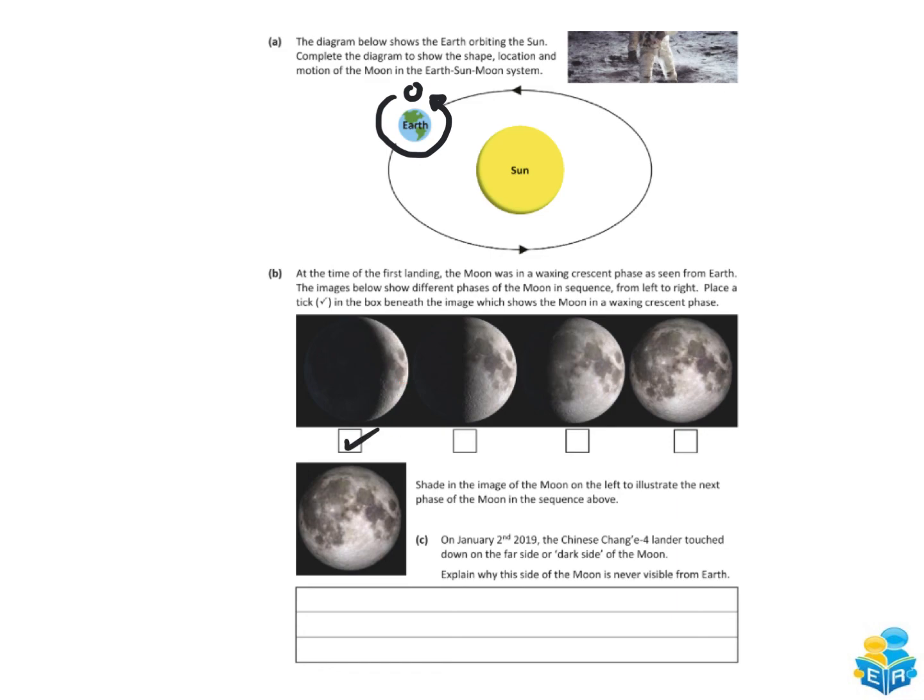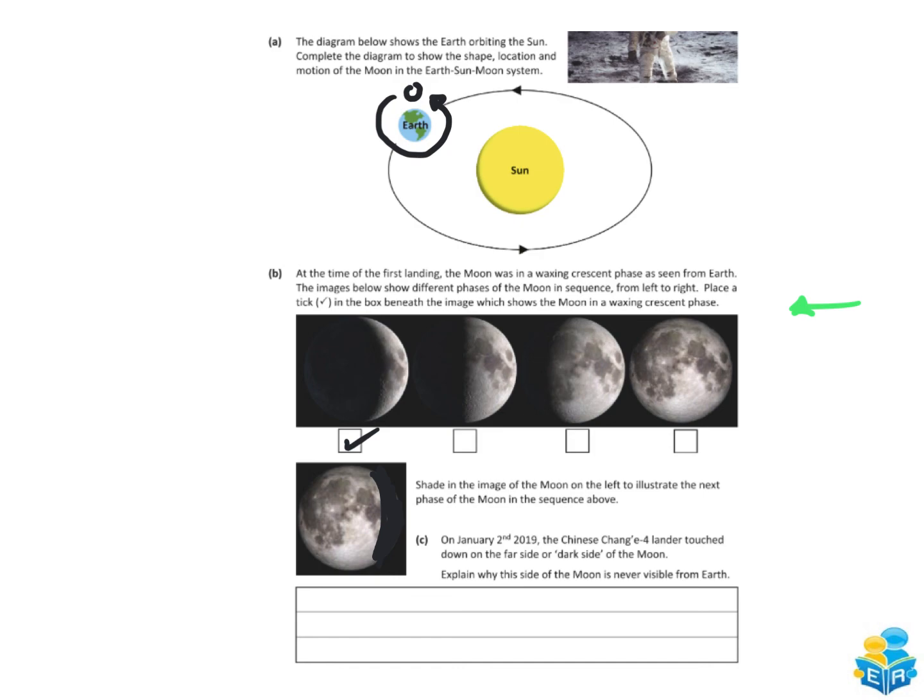Shade in the image of the moon on the left to illustrate the next phase of the moon in the sequence above. Now remember, when it starts to get lighter and when it starts to appear to get darker, it comes in from the right hand side. So here it was getting brighter from the right hand side, even more bright, even more bright. Now it's going to start to get darker, okay? But it's going to be a waning gibbous moon. So only this portion of it here is going to be shaded off because more than half of it is going to be lit up.